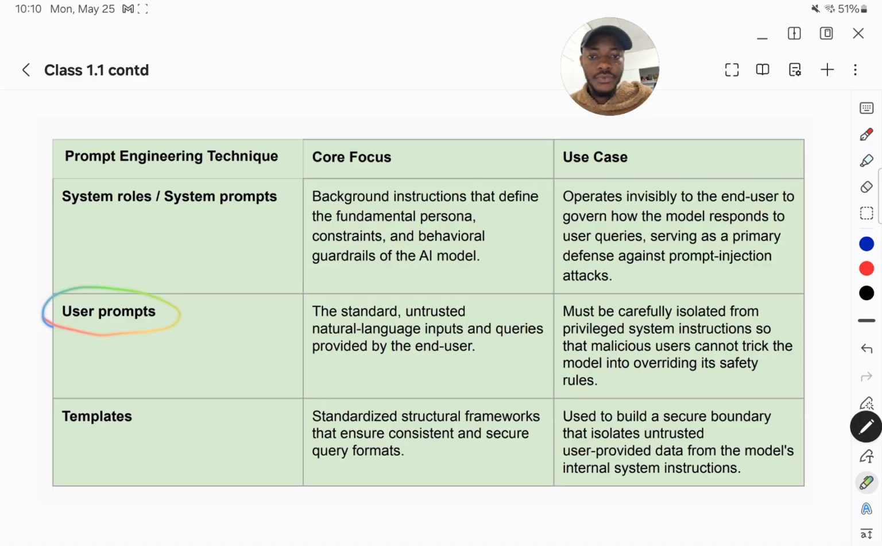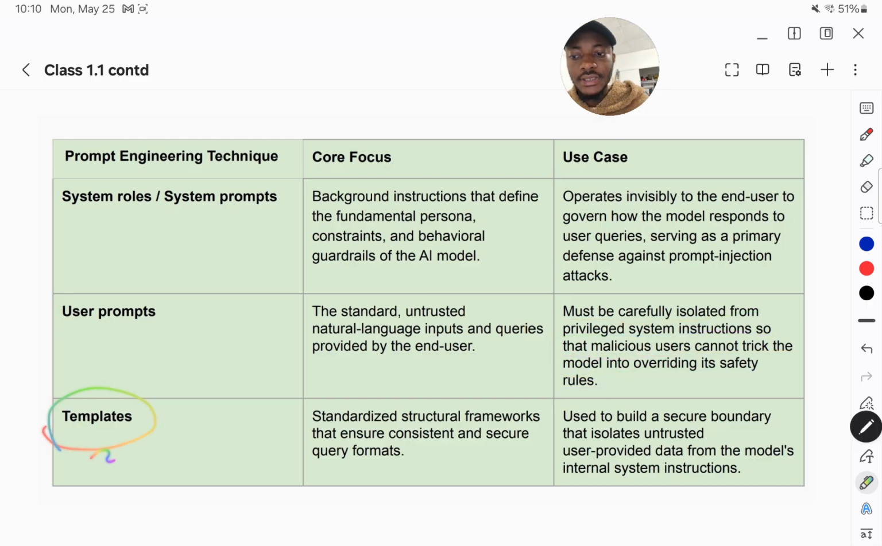User prompts. So the user prompt is the standard untrusted natural language inputs and queries provided by the end user. So these user prompts must be carefully isolated from privileged system instructions so that malicious users cannot trick the model into overriding its safety rules.